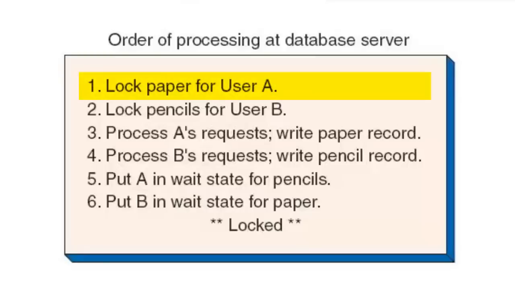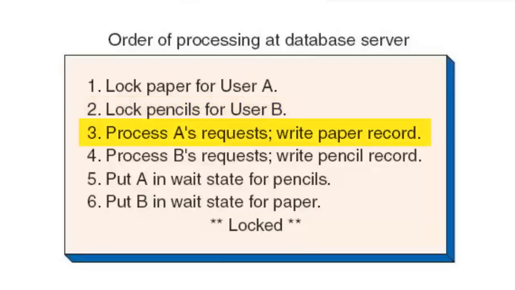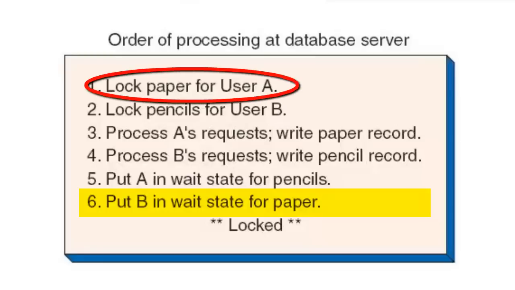The database first locks the paper resource for user A, it then locks the pencils resource for user B. The database next processes user A's requests to modify the value of paper and then write those results back to the database. It then handles B's requests to modify the value of pencils and then write those results back to the database. And next, this is where the deadlock occurs. A has requested to lock pencils, but pencils have already been locked for user B. At the same time, B has requested to lock paper, but paper has already been locked for user A.